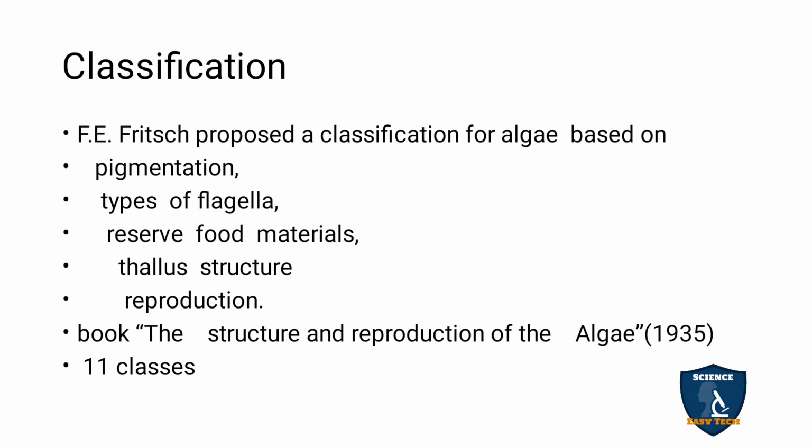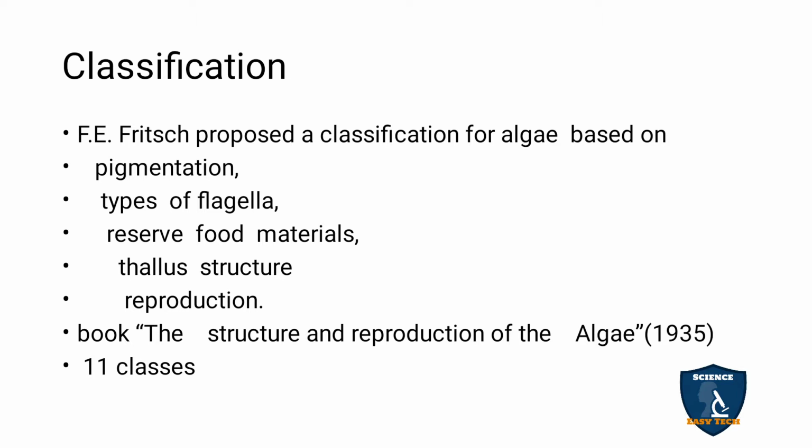The classification of algae was proposed by F.E. Fritsch based on certain characteristics like pigmentation, type of flagella, reserve food materials, thallus structure and reproduction. He explained this classification in his book The Structure and Reproduction of Algae, 1935.